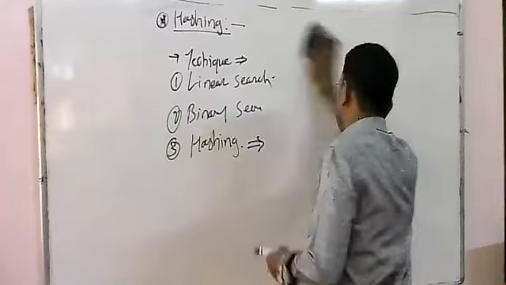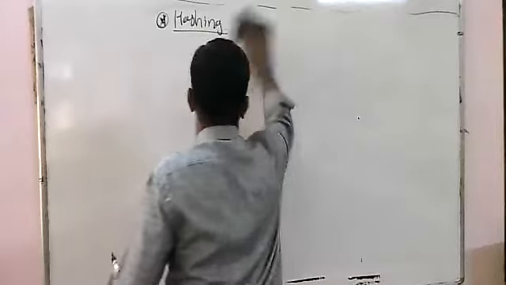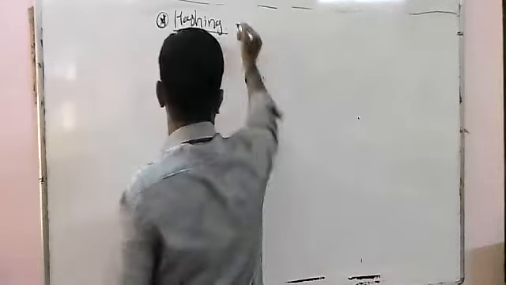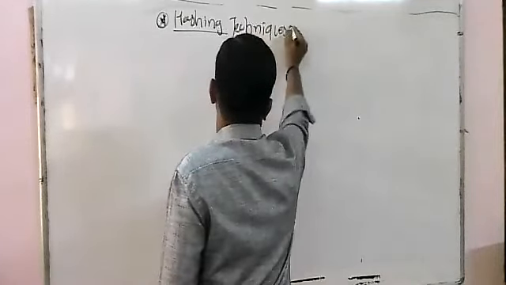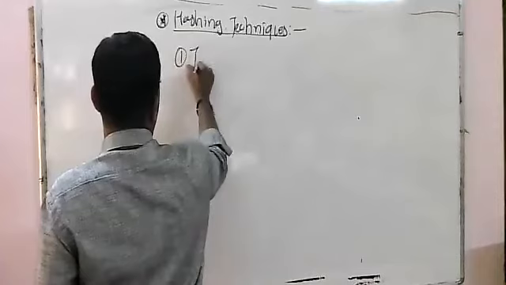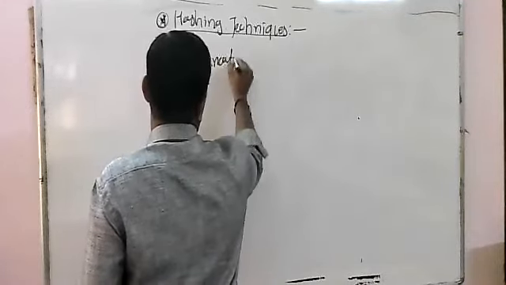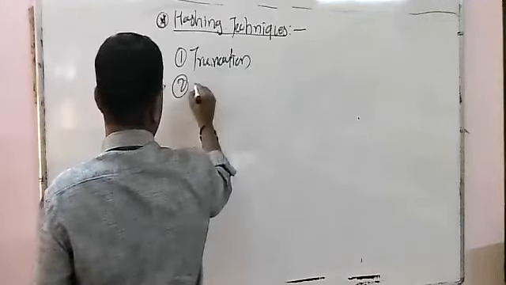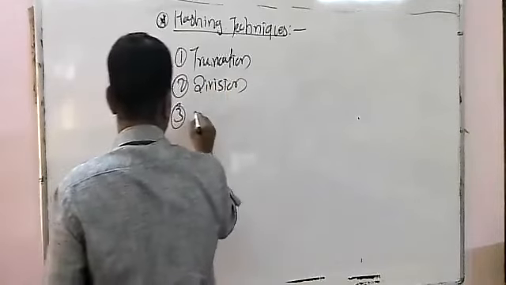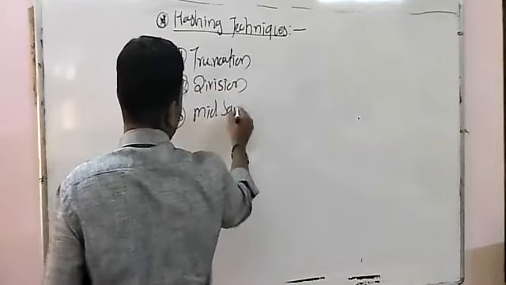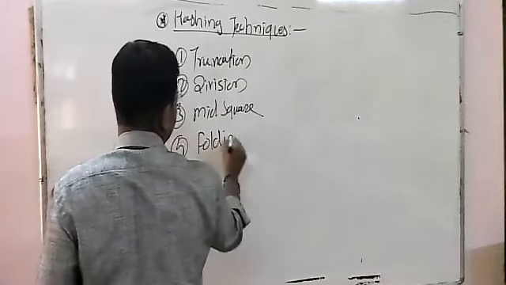What are the different hashing techniques? The first hashing technique is truncation. Second, division. Third, mid square. And fourth is folding.